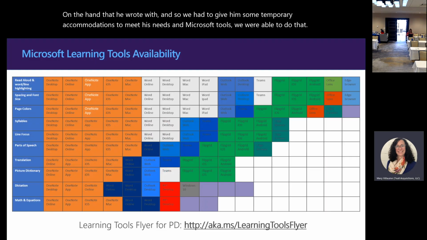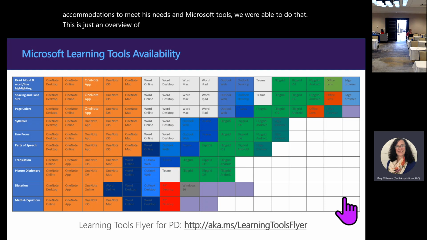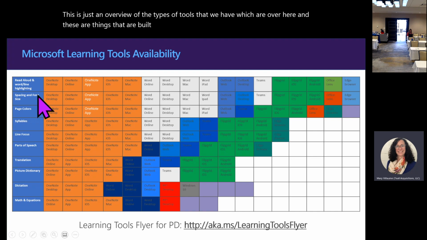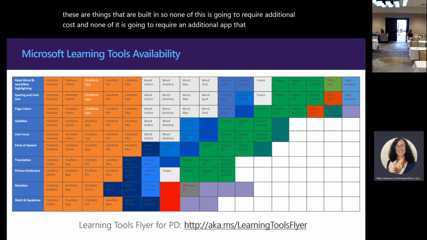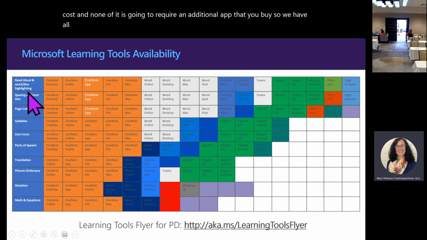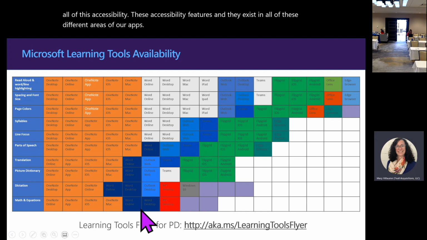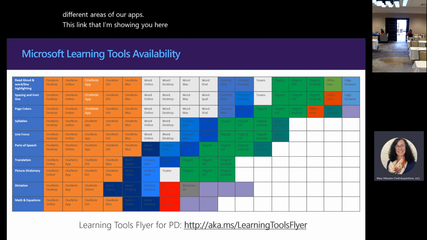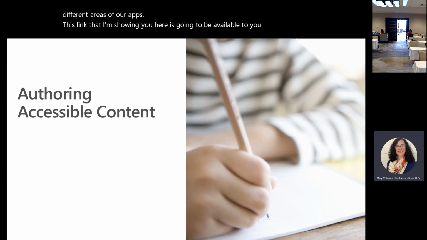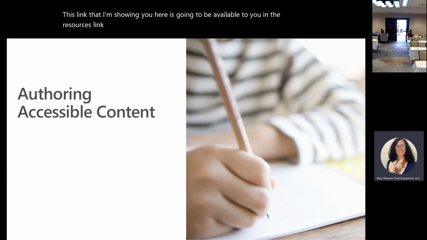This is just an overview of the types of tools that we have, which are over here. And these are things that are built in. So none of this is going to require additional cost, and none of it is going to require an additional app that you buy. We have all of these accessibility features, and they exist in all of these different areas of our apps. This link that I'm showing you here is going to be available to you in the resources link that I shared.